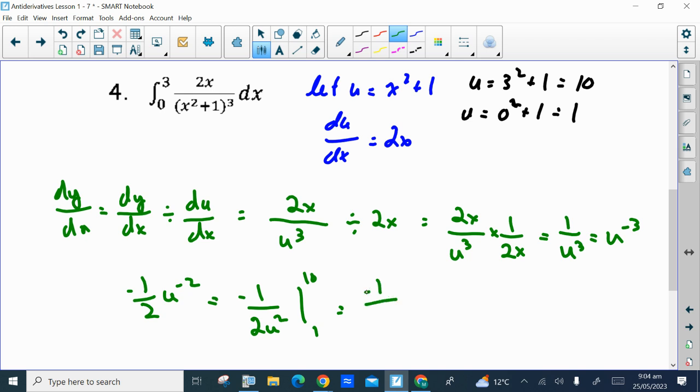So negative 1 over 2 times 10 squared. Pardon me? I know, but we wrote it in terms of u, so that you don't have to put the x squared plus 1 in for u down here. So you'll get the same answer. But this maybe is a little bit simpler to work with, but you don't have to.